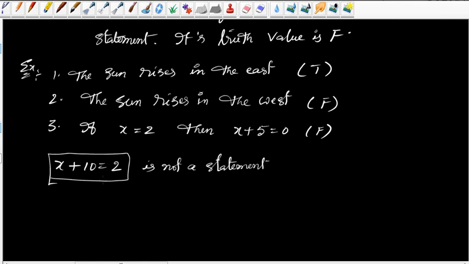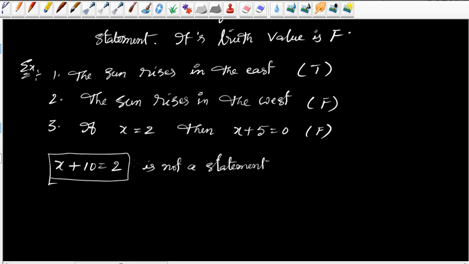That means both of the conditions are satisfied. That means a true statement and a false statement, so this is not a statement. A statement contains only one true value, not both values. That is the concept here. They are about the statements.